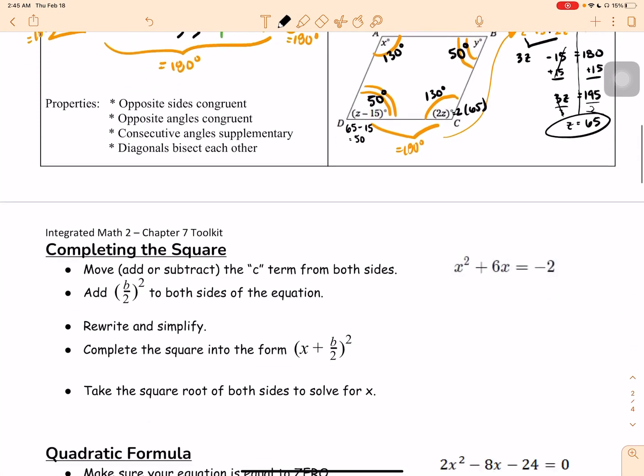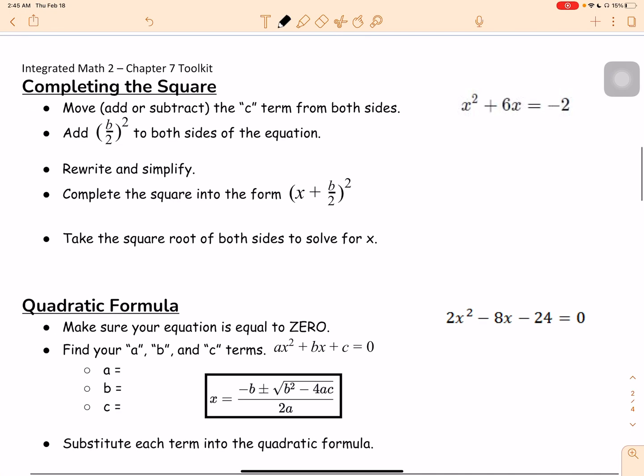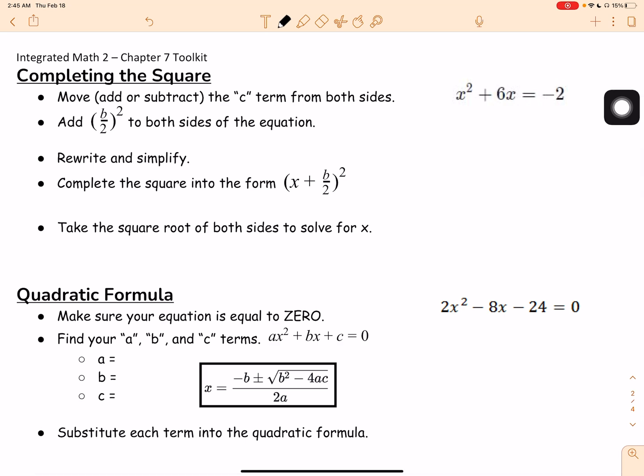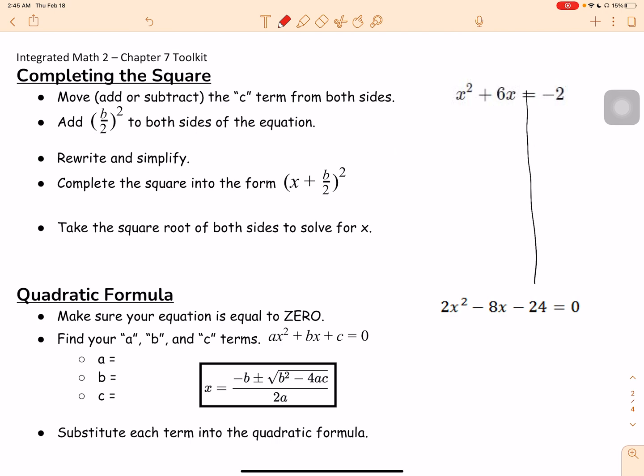Okay, so there's that one. Complete the square review. This is important. You guys want to keep on practicing this skill. Okay, so first I'm going to draw a line. And my first step is to move, add, or subtract the c term from both sides.